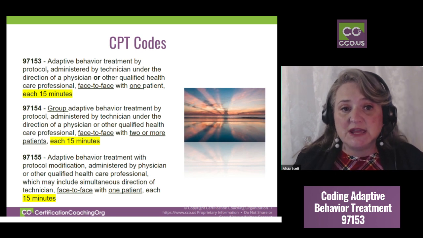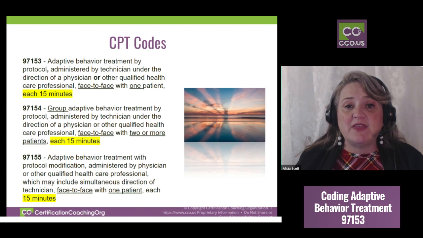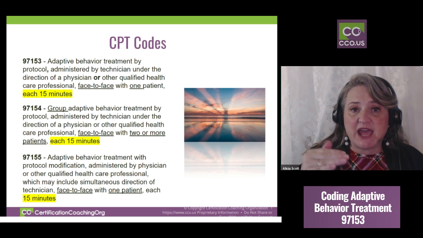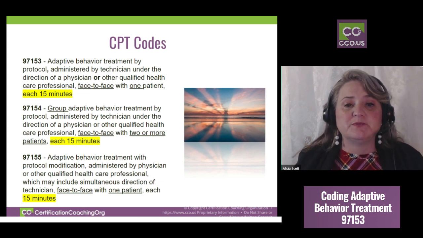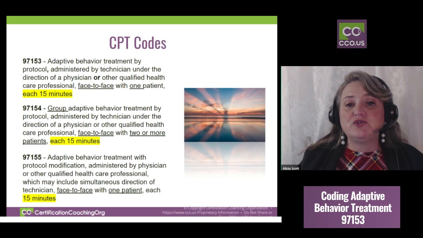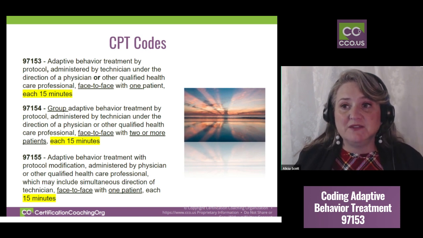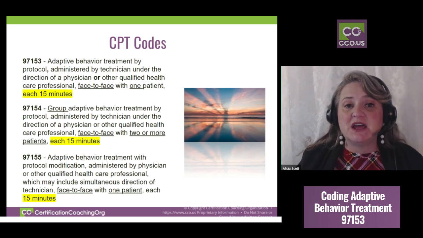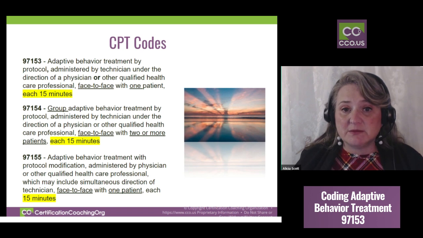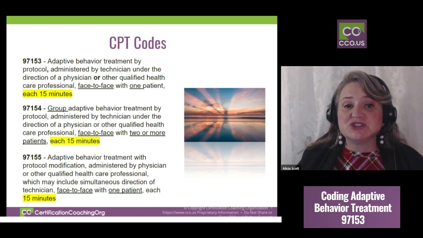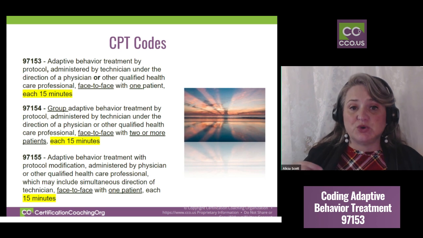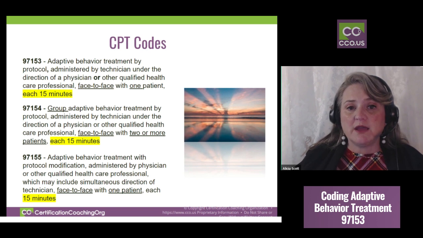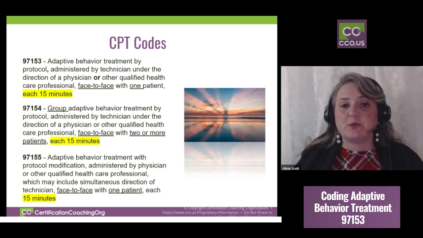The first code is 97153, and that is adaptive behavior. Now, I'm not going to read all of these after we get going, but I'm going to read this one to you. So adaptive behavior treatment by protocol, meaning there's a plan in place. This is what we've established. Administered by technician, right? So it doesn't have to be the provider. It can be a technician under the direction of a physician. So that means the physician has to tell you what you're doing and why, or other qualified healthcare professional.